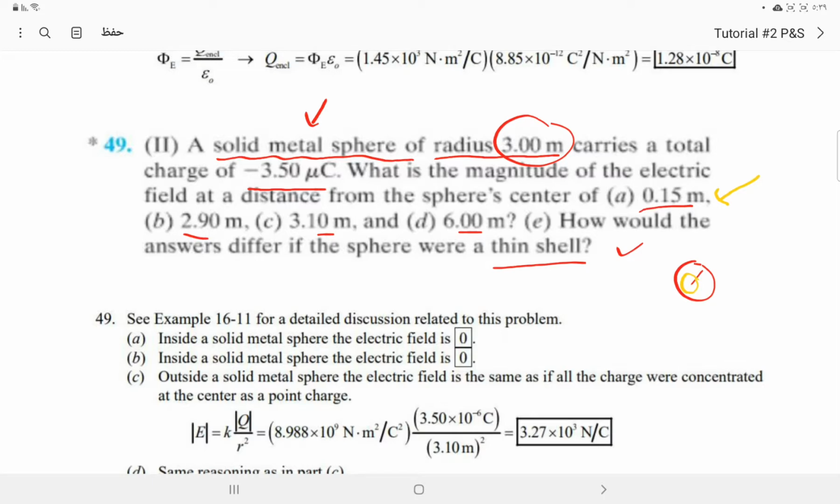B, 2.9 meter. 2.9 meter is also less than 3 meter. It's also inside here. We're still inside. Okay. C, oh, C now outside. We are now 3.1. 3.1 is larger than 3. So we are here outside. This is for C. D, 6 centimeters. So this is D. But A, B are inside.